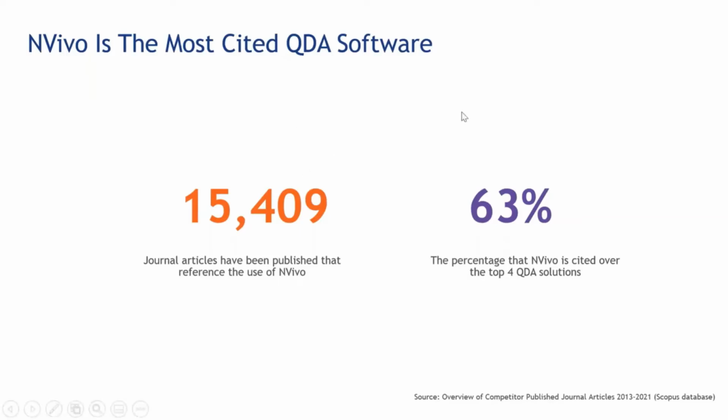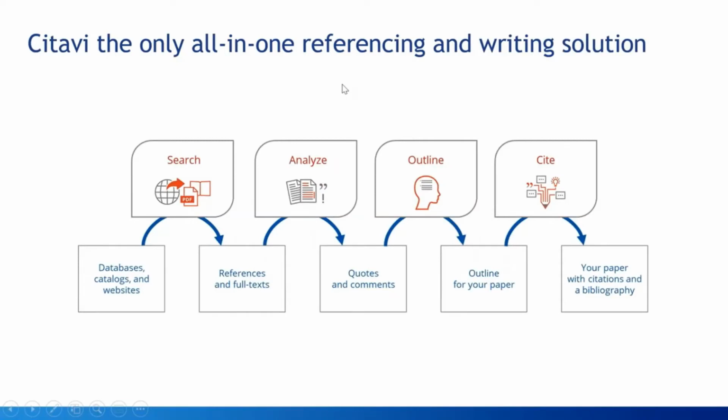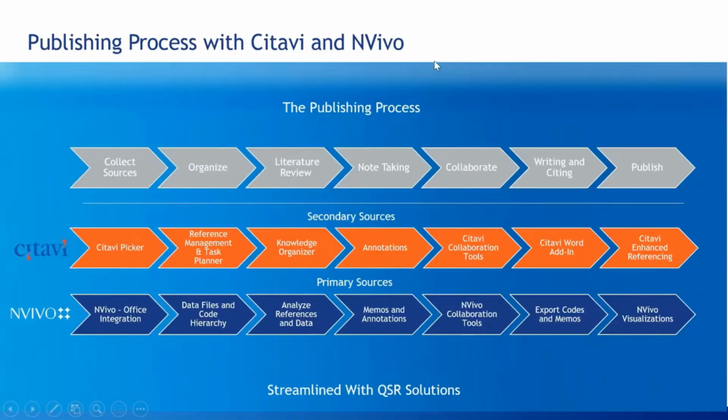Now, when we're using Citavi for our referencing and writing solution, people use it in these ways. So it helps you search through your databases, whether you have your own PDF files or catalogs, or you're going to websites to find your resources or references. And it can bring in references and full text. It also will help you analyze those by helping you pick out quotes or comments that you want to bring into your literature. Now, just to show how NVivo and Citavi can help you with your publishing and writing process, both softwares can help you collect sources. So Citavi has this great, it's called a picker. I'll show you how to use that, where you can get articles from your databases or on the web.